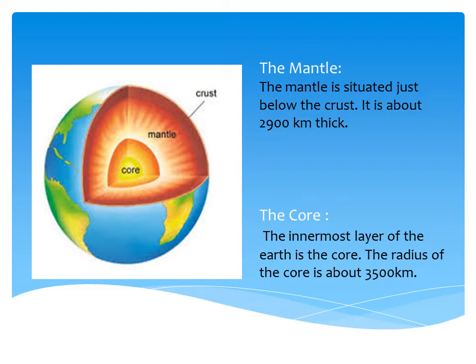The innermost layer of the earth is the core. The radius of the core is about 3,500 km. Both temperature and pressure are very high here. The dominant minerals here are nickel and iron, so this layer is also known as the Nife.